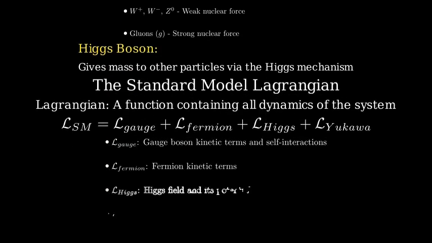L equals L_gauge plus L_fermions plus L_Higgs plus L_Yukawa, where L_gauge describes the gauge boson kinetic terms and self-interactions. L_fermions describes the fermion kinetic terms. L_Higgs describes the Higgs field and its potential. L_Yukawa describes how fermions interact with the Higgs field. Let's explore each term in detail.